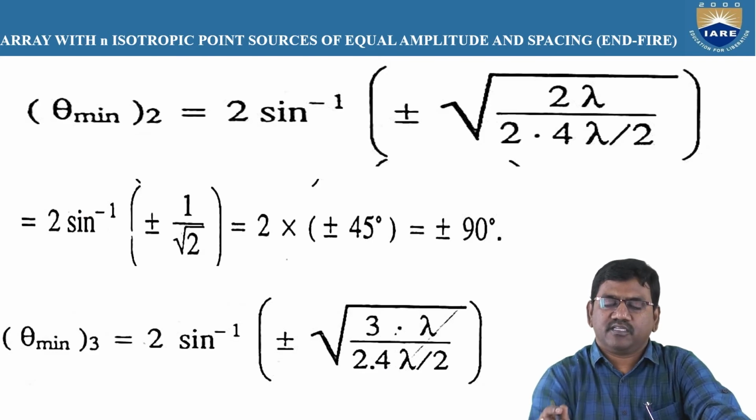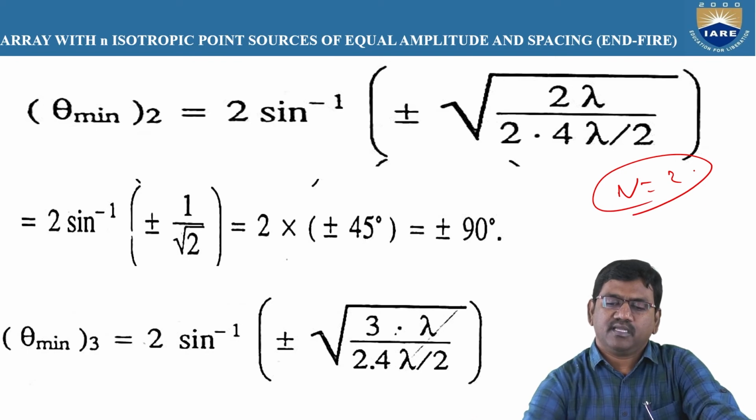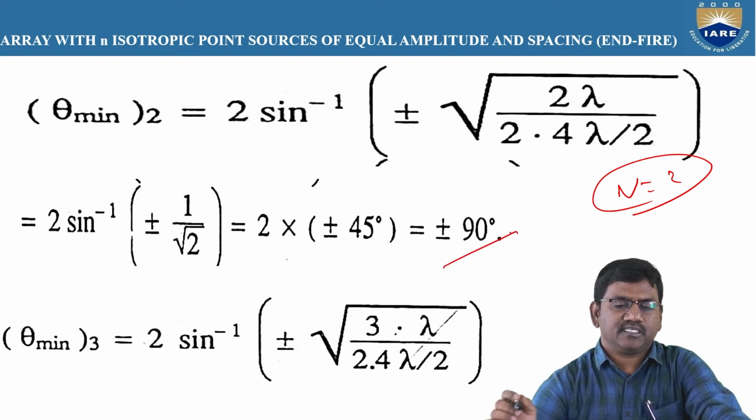Similarly, if you take n is equal to 2, it is the second minor lobe minima point. You will get plus or minus 90 degrees.